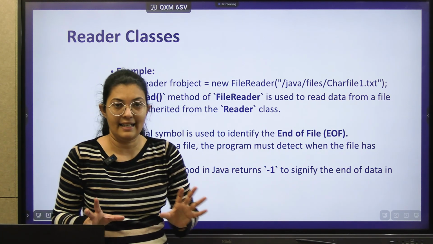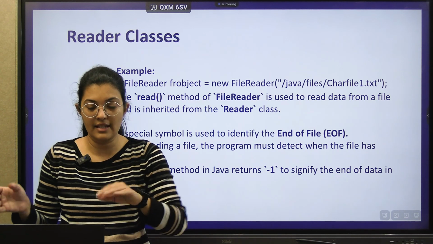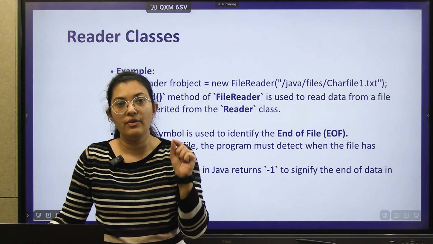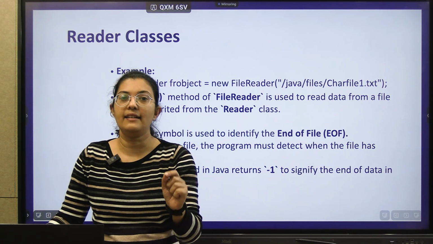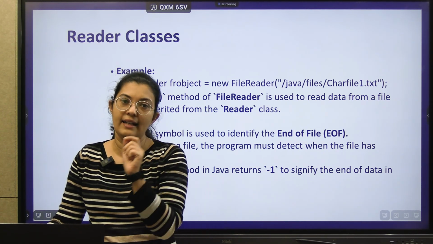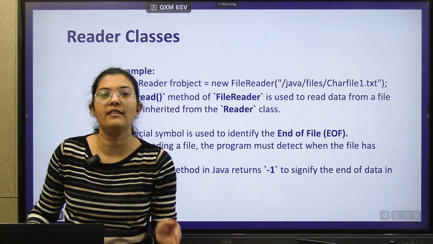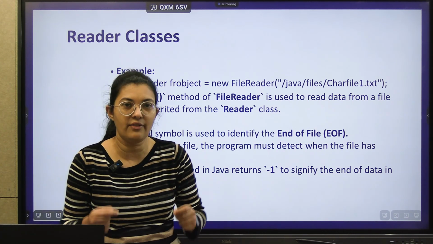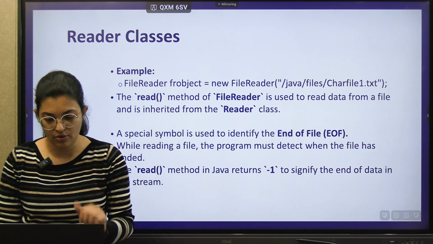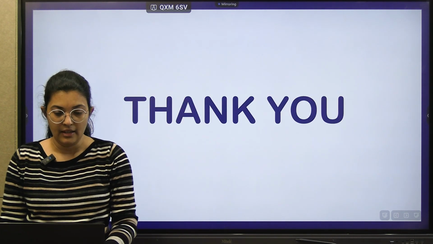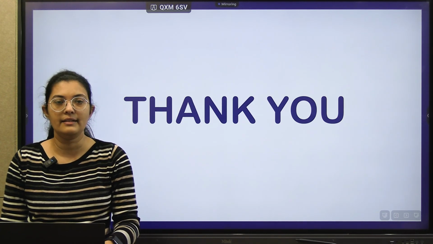So this is the basic hierarchy. There are two kinds of streams, character stream and byte stream. For character stream, we have the classes reader and writer. Reader is inherited by input stream reader and writer by output stream writer. And from those, we have the file reader and file writer, which we actually use to perform operations on the file. That hierarchy you should remember. So that's all about the character stream classes. Thank you.